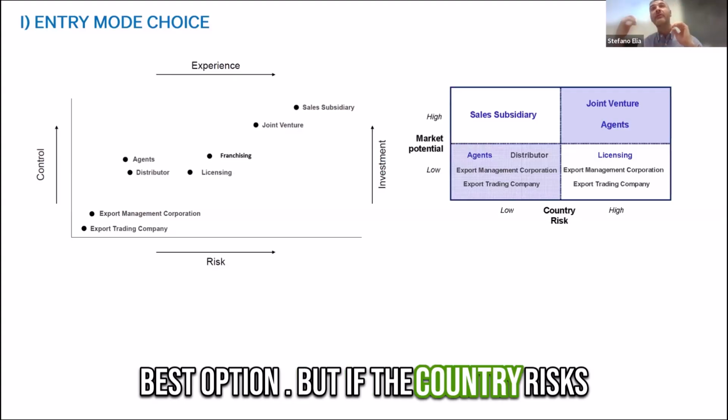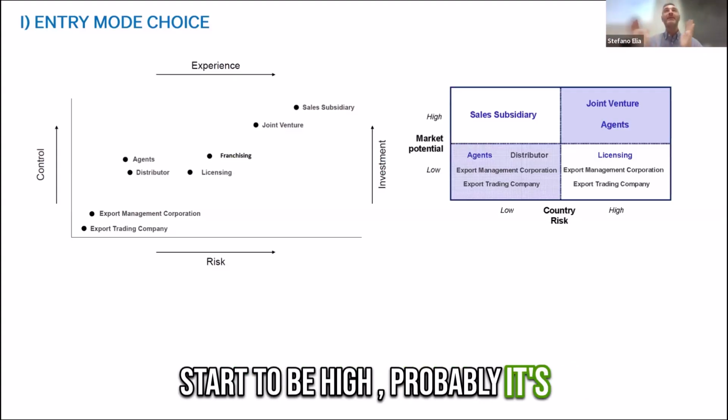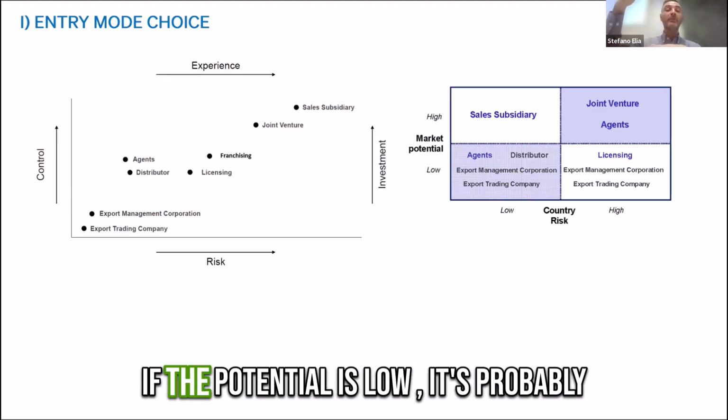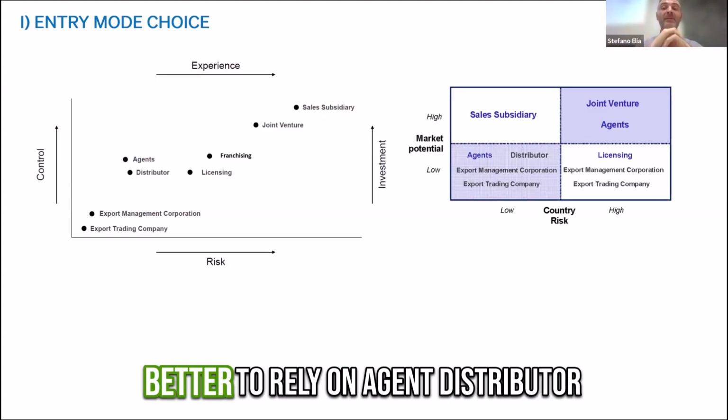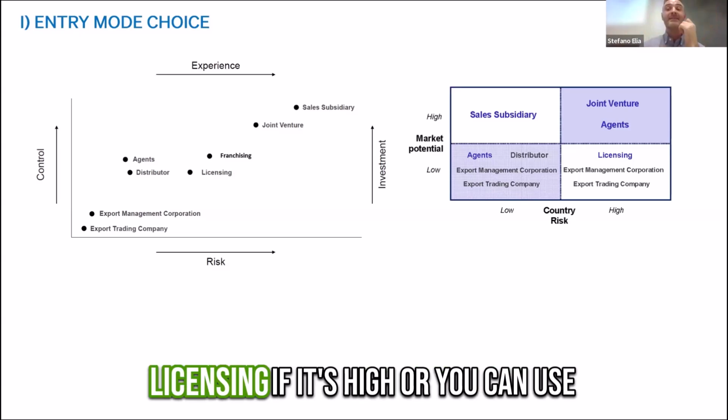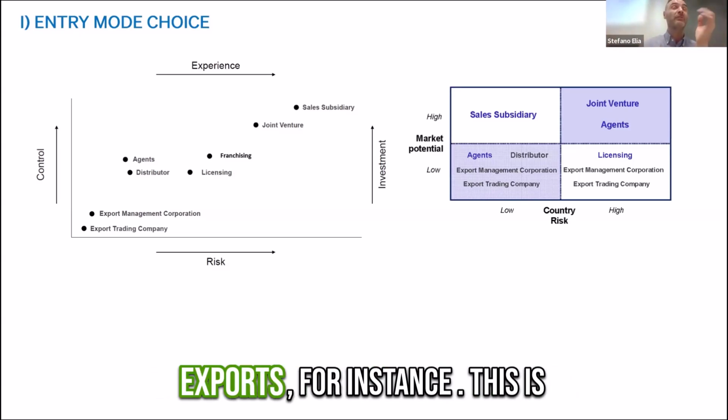But if the country risks start to be high, probably it's better to share the risk with the joint ventures or using agents. While if the potential is low, it's probably better to rely on agent distributor if the country risk is low, or on licensing if it's high, or you can use export, for instance.